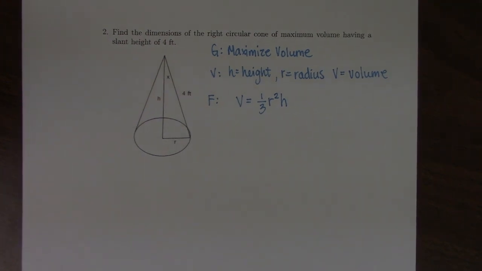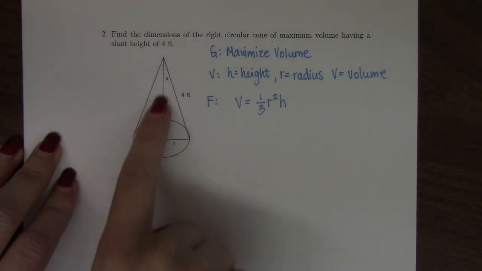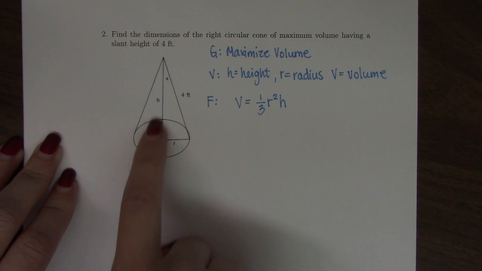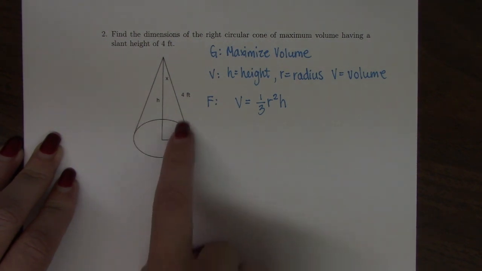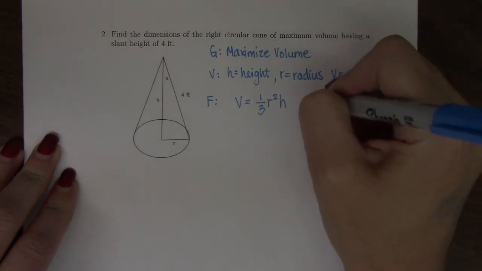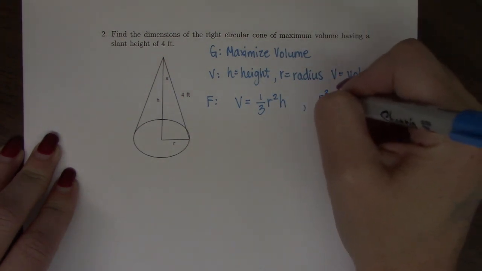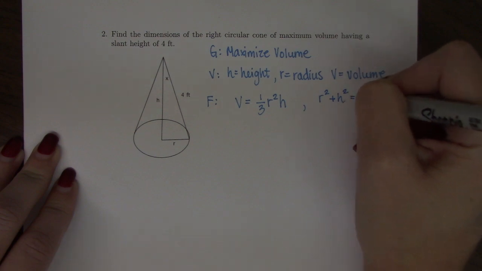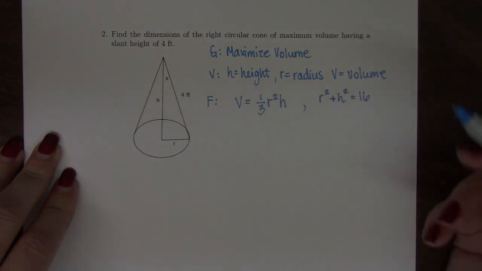So I've got 2 variables here, and I have to reduce it down to 1 variable because we're not doing related rates. We're actually doing optimization here. So I want to see, is there a second relationship between r and h that I can use? And that's why the slant height is important, because what we have here is a right triangle where h is the height, r is the base, and 4 is the hypotenuse. So I have a second relationship that says, well, r squared plus h squared equals 16.